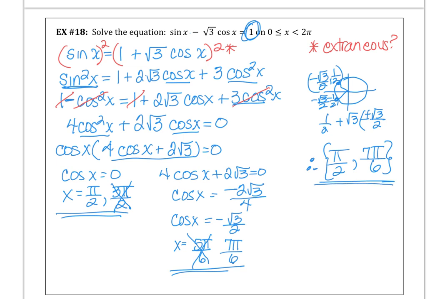Pi over 2 and 7 pi over 6. We had extraneous solutions because we squared both sides and had to check that those two were not valid. Boy, that was a tough lesson. We're done with lesson 12 in AP Pre-Calc.